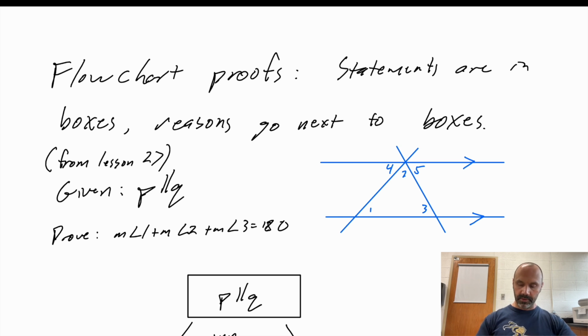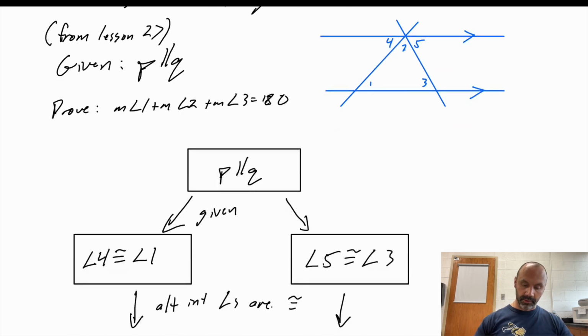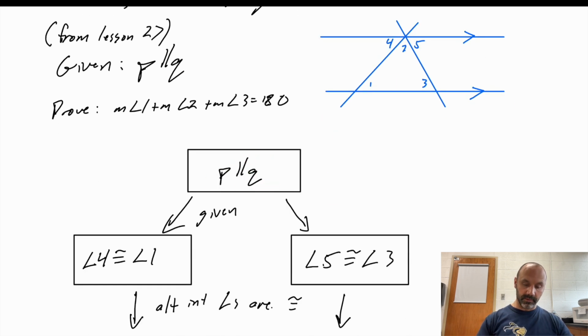But the proof was this. Given this situation, these two parallel lines, prove that the measure of angle 1 plus the measure of angle 2 plus the measure of angle 3 is 180 degrees. This is a proof that the three angles of a triangle add up to 180 degrees. So we start with the given. I just write the given information in this box. I mean, literally just taking what I would write in the two-column proof and putting it here.